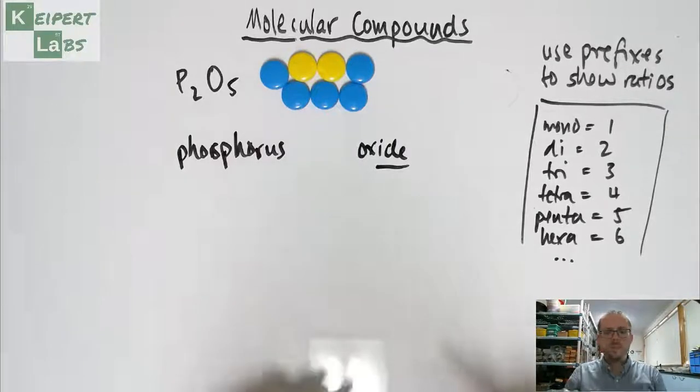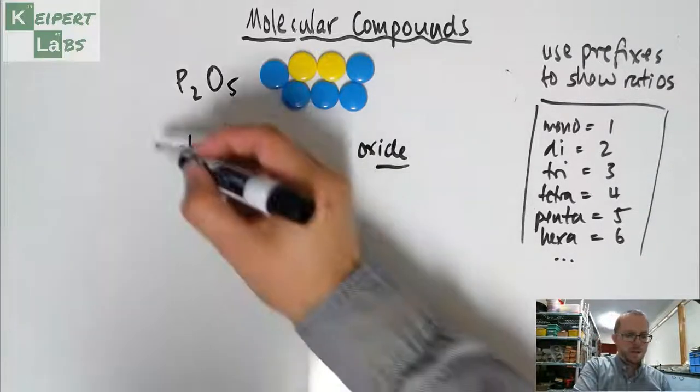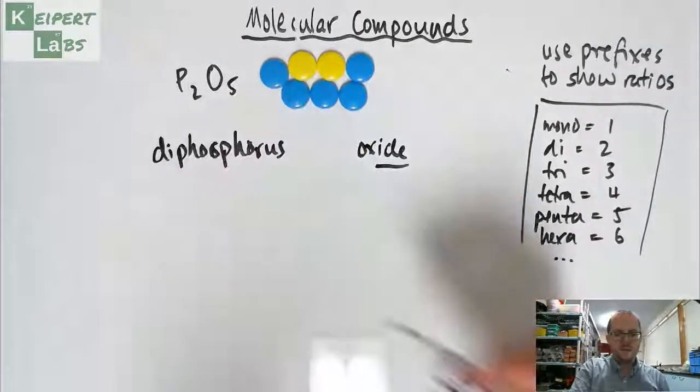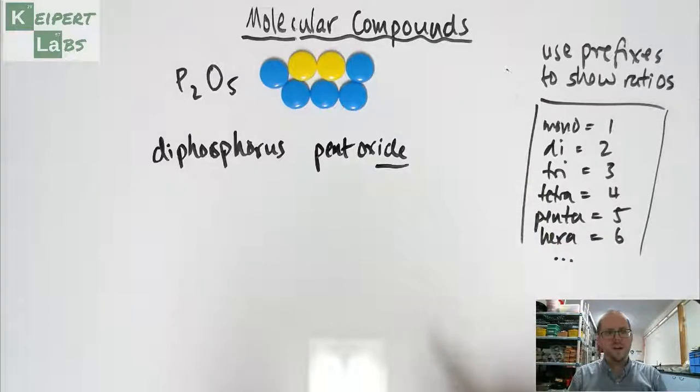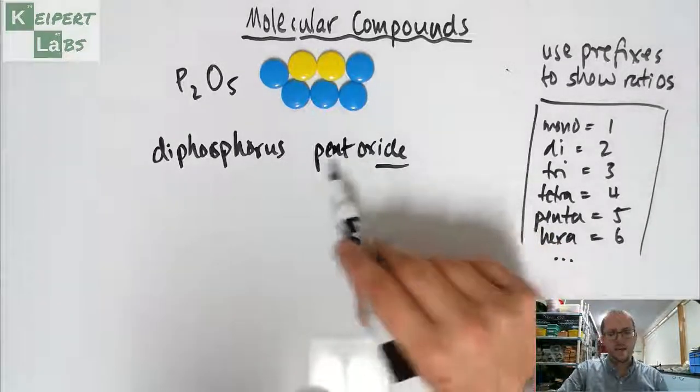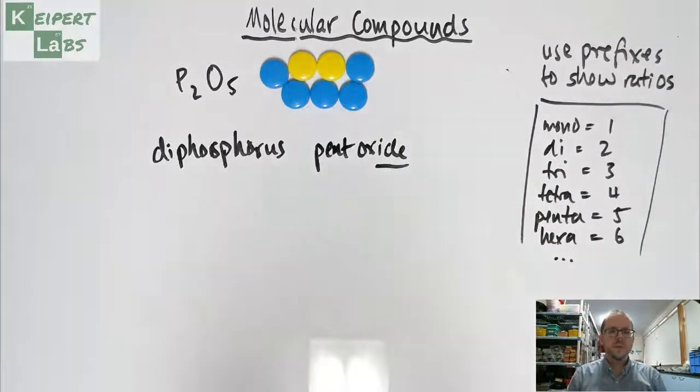And now I'm going to use my prefixes to show the relative amounts of these two things. So 2 is di, and then 5 is penta. Now, because pentaoxide is a little bit clumsy, I'm just going to take the A out and make it pentoxide. Diphosphorus pentoxide. Okay, now let's have a look at an example where we start with the name and look at its formula.